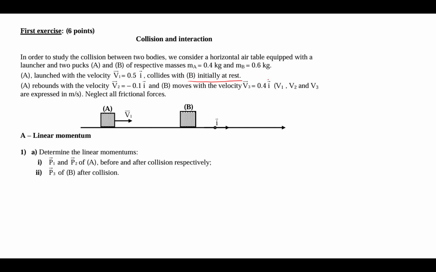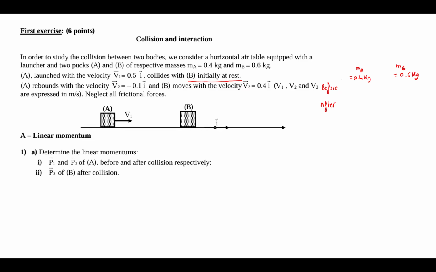Now here, the most important thing, first of all, is to organize our work. So we have two masses. We have MA, we have MB. So I have a collision. This means I have the before and I have the after. The values of the masses are given. So MA is equal to 0.4 kilogram and MB is equal to 0.6 kilogram.